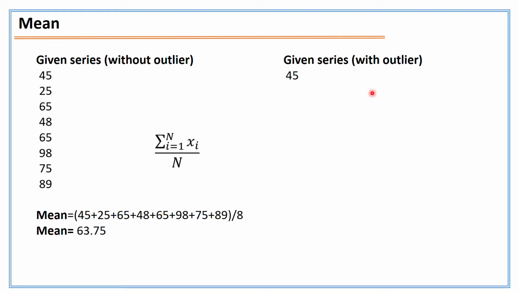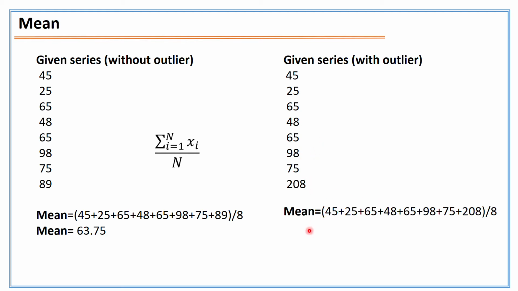The series is 45, 25, 65, 48, 65, 98, 75 and 208. To find the mean, we sum up all the values and divide by the number of observations, which is 8. The answer works out to be 78.625.